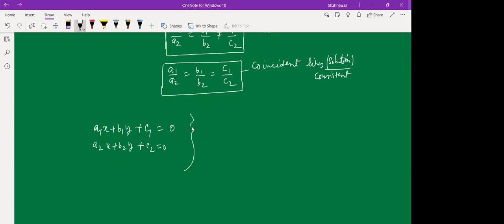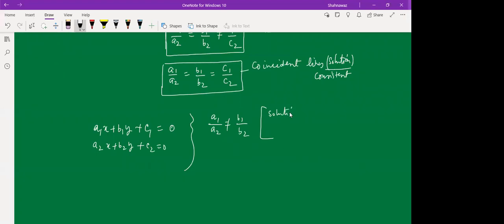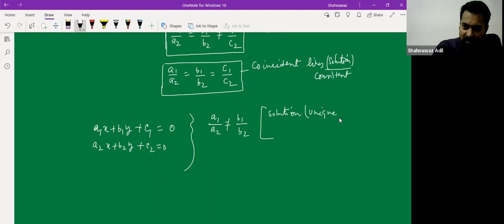Yes, sir. So again, we compared the ratios of these coefficients. If this was the case, then this was what? Unique solution. Right, so you remember. So unique solution, consistent. Let me write just rapidly.